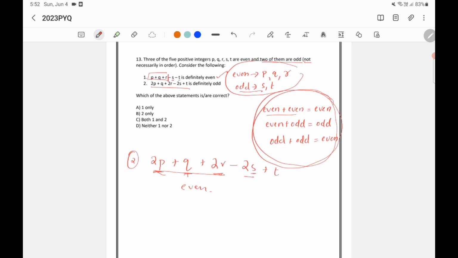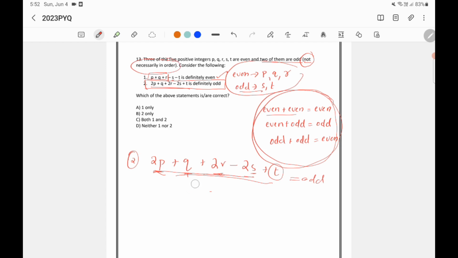So this becomes even. Even minus even, again this is even. Now t is odd, so even plus odd is odd. So you will get this as odd. So you might think that this statement is correct, but here UPSC has said "not necessarily in order". So that is actually very important.